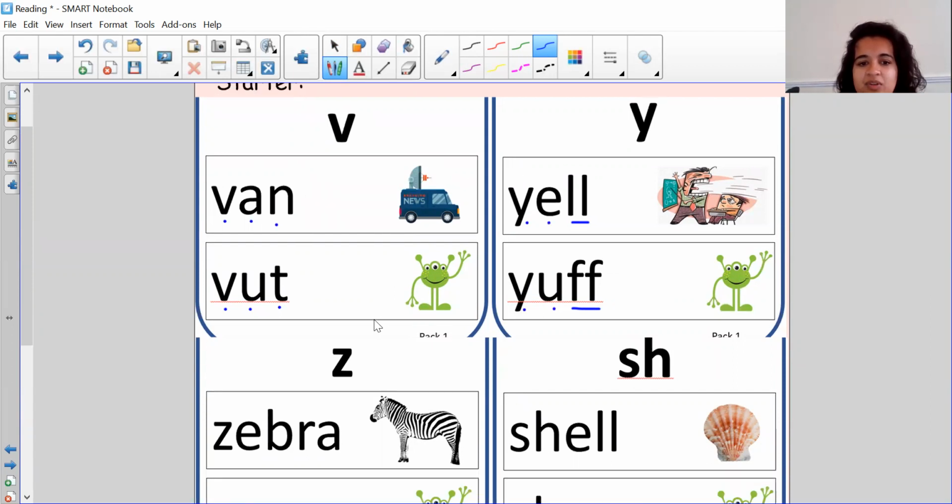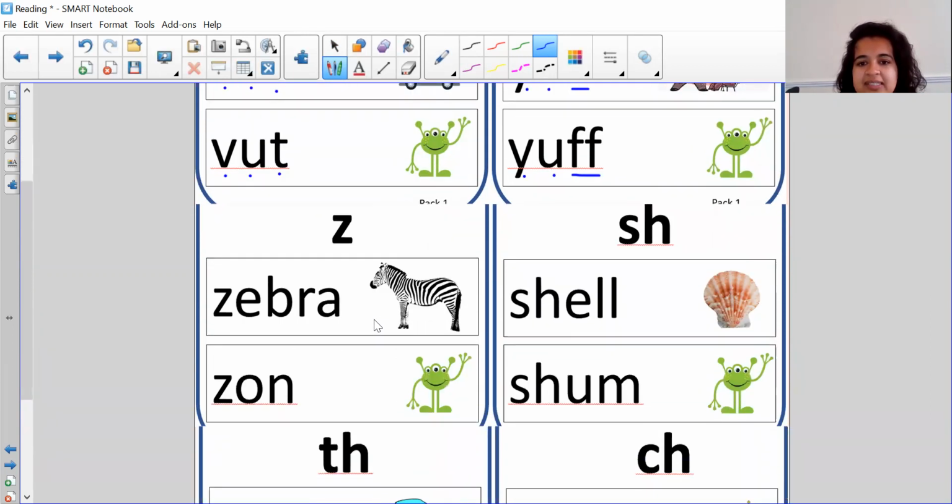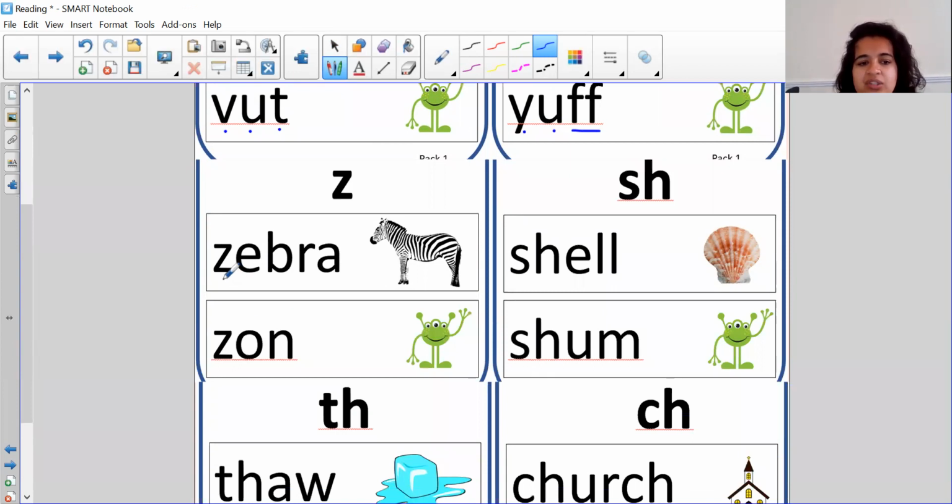Okay, now let's move on to our next sound. It's the z and the sh sound. So we've got z, e, b, zeb, a, zebra. Sh, e, l, shell. Z, o, n, zon. And sh, a, m, sham. All right, so make sure you've taken the time to read those.